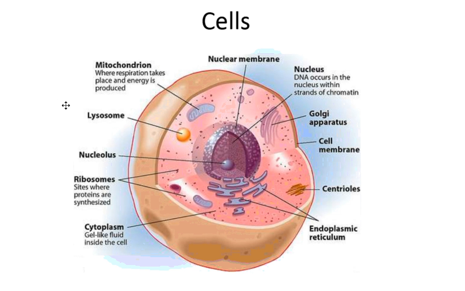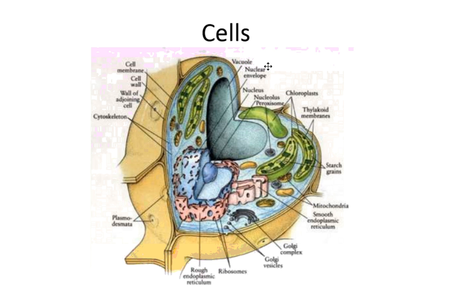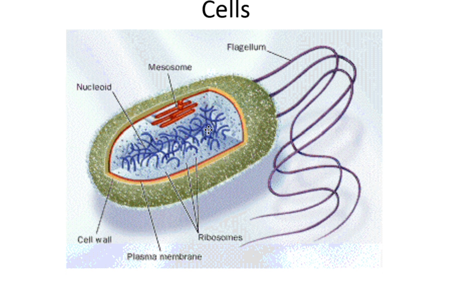First characteristic is all living things are composed of cells. A cell is the basic unit of life. It is the smallest living part of you. It's a picture of a plant cell. See the cell wall. We'll get into plant cells later. There's a picture of a bacteria. All living things are made of cells.